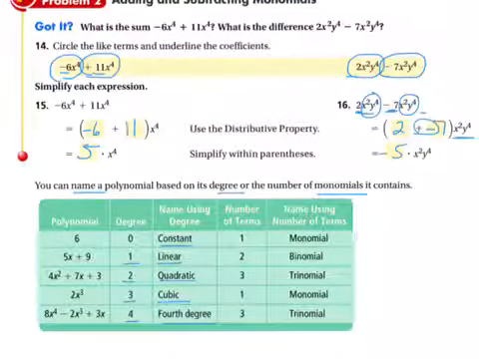You also base names on the number of terms. If it has one term, it's a monomial. Think 2: 2 wheels is a bicycle, binomial. 3 wheels is a tricycle, trinomial.